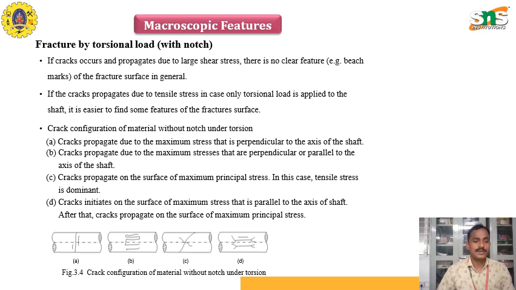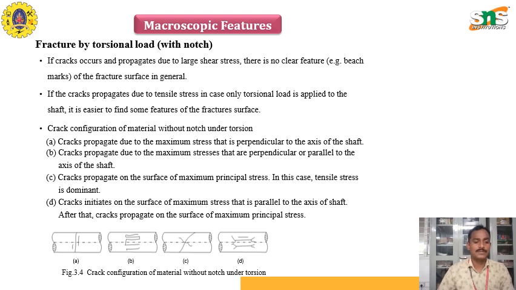Microscopic feature: the fracture by a tensile load without a notch. Let us take one more example, the crack configuration of the metal without a notch under a torsional load. If the crack occurs and propagates due to low shear stress, there are generally no clear features on the fracture surface. If the crack propagates due to tensile stress, in case only tension load is applied to the shaft, it is easier to find some features of the fracture surface.